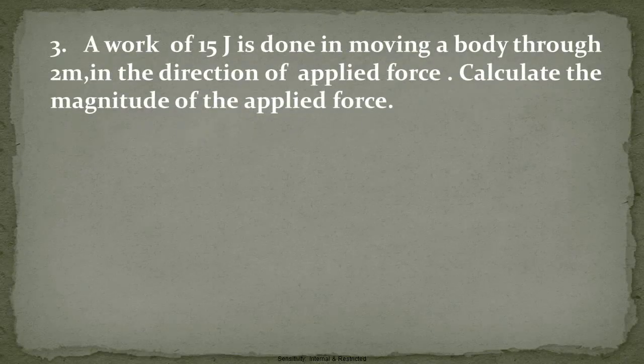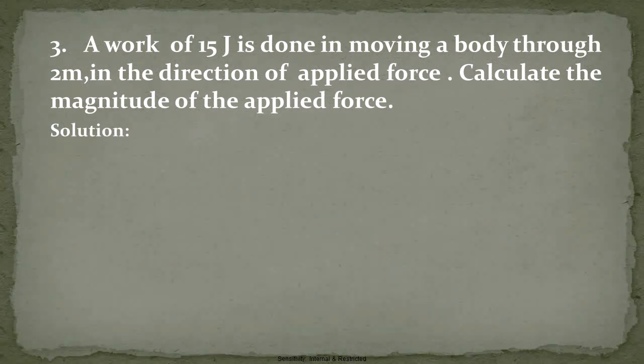And our next numerical is: a work of 15 joule is done in moving a body through 2 meter. That means work is given and the displacement of the body is given, in the direction of the applied force. Clear? Now what we have to find? Calculate the magnitude of the applied force. That means work is given, the displacement or the distance covered by that body is given, that is 2 meter, and we have to find the applied force.